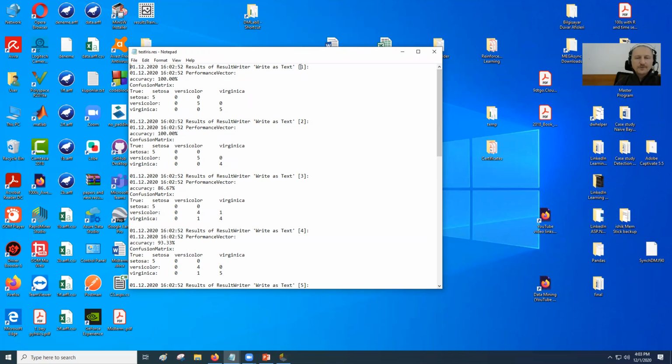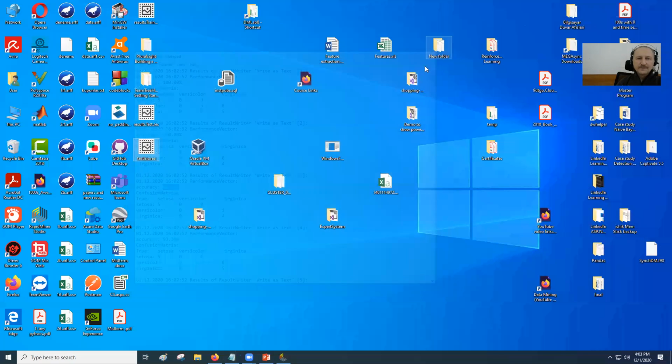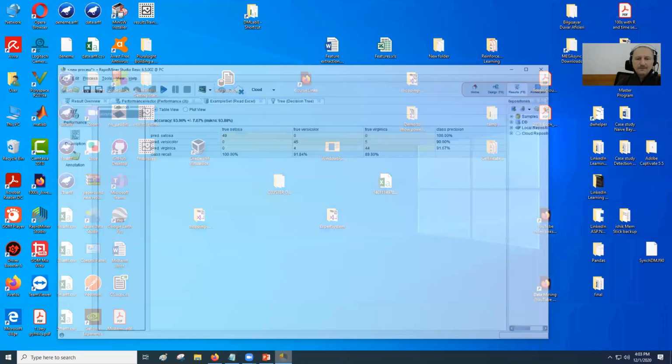For example, the result of the first one is 100% accuracy. In the first subfold, accuracy is 100%. In the second one, 100%. In the third one, accuracy is 86%. Like that, you have 10 result sets, and you need to get the average of them to find the final test result. Yes, you can see all of them one by one.